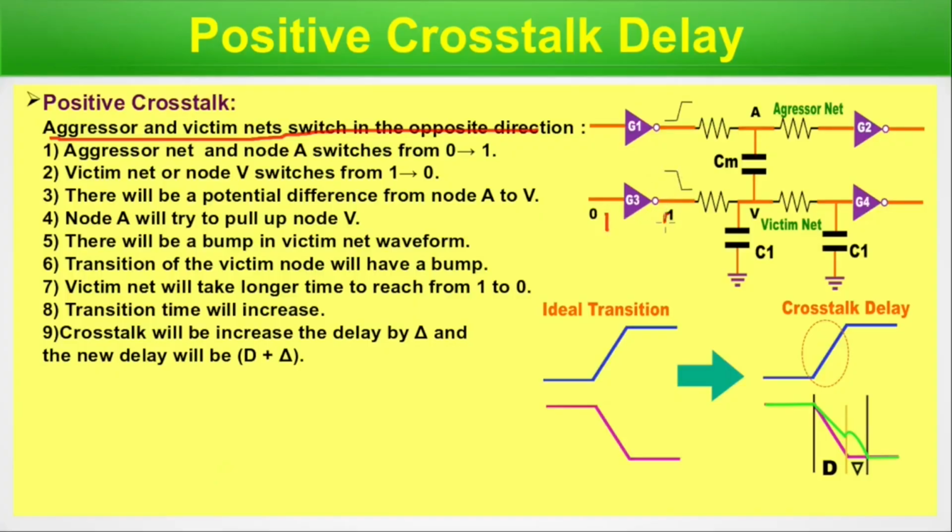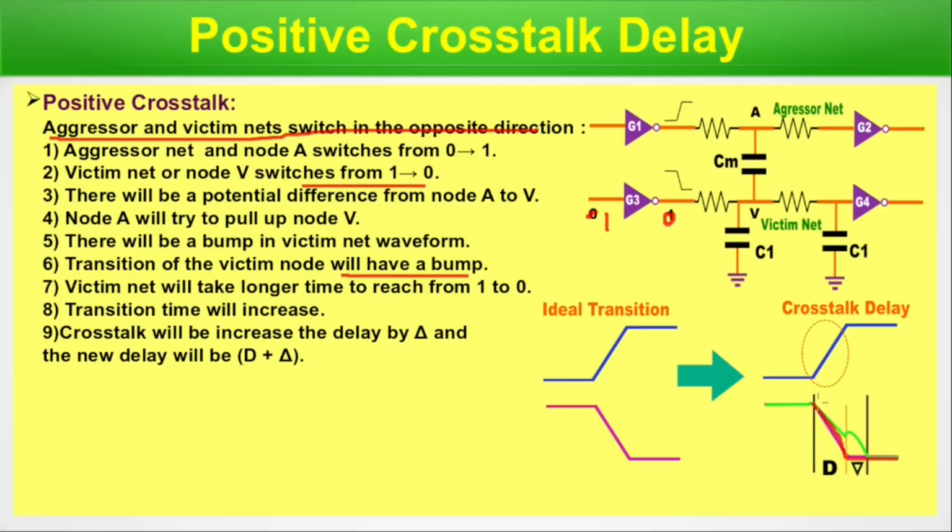Yeah, here also a small mistake. Sorry, I had not noticed it earlier. So here the aggressor net, node A, switches from 0 to 1, and node A will try to pull up node V. V switches from 1 to 0. It was 1 and now it's moving to 0. So the transition of the victim node will have a bump. Without any interruption, it would have been like this.